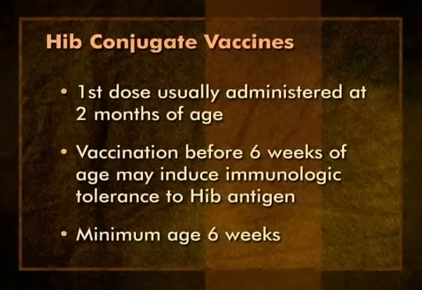The first dose of Hib vaccine is usually administered at 2 months of age, but may be given as early as 6 weeks. Available data suggests that vaccination before 6 weeks of age may induce what is known as immunologic tolerance to Hib antigen. That means that doses given before 6 weeks of age may cause the child to be incapable of responding to subsequent doses, and that is not a good thing. Based on limited data, it appears that the earlier in life the vaccine is given, the more likely that tolerance will occur. So the minimum age for all Hib vaccines is 6 weeks.